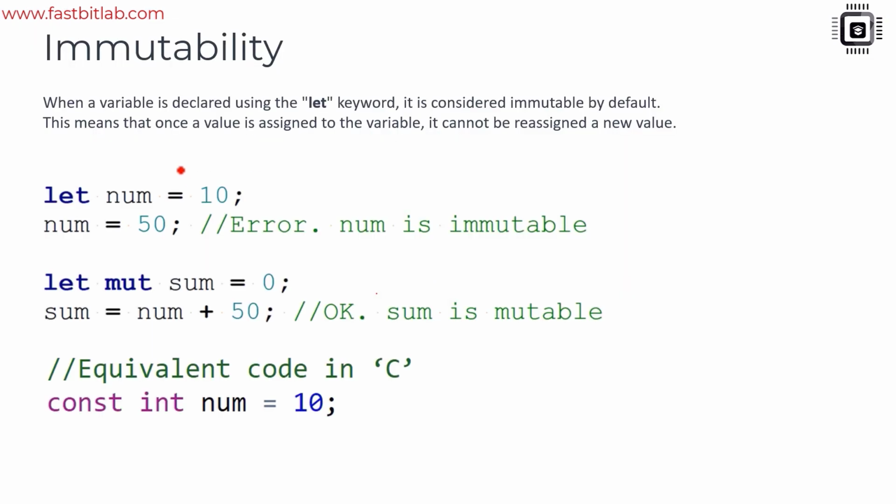So in summary, when a variable is declared or defined using the let keyword, please note that it is considered immutable by default. This means that once a value is assigned to the variable, it cannot be reassigned a new value.